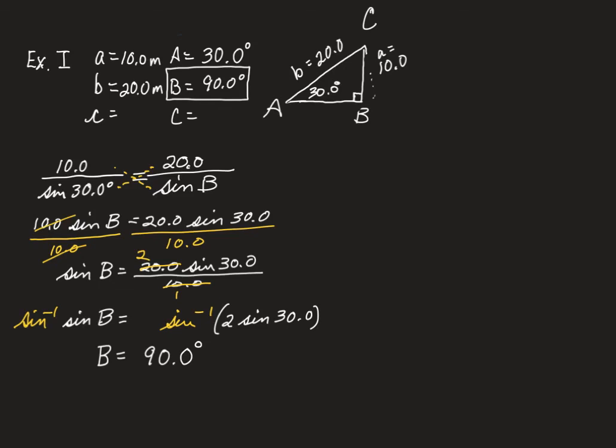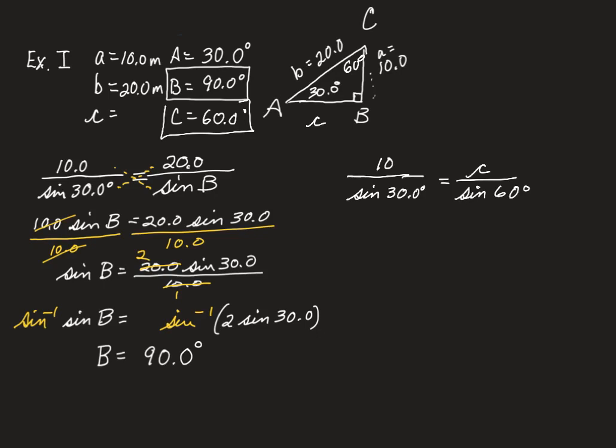Since angle A is 30 degrees and angle B is 90 degrees, we know that angle C must be 60.0 degrees. So we found that. The only thing we have left to find is the length of side C.